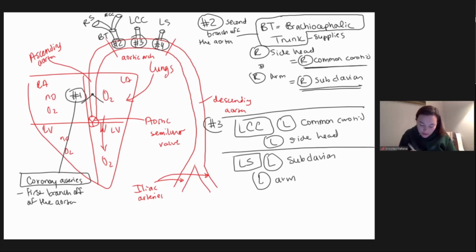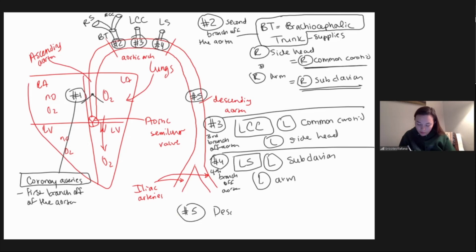This number 3, third branch off the aorta. And then number 4, fourth branch off the aorta. And then number 5 is our descending aorta. That's going to be the 5th branch off the aorta.